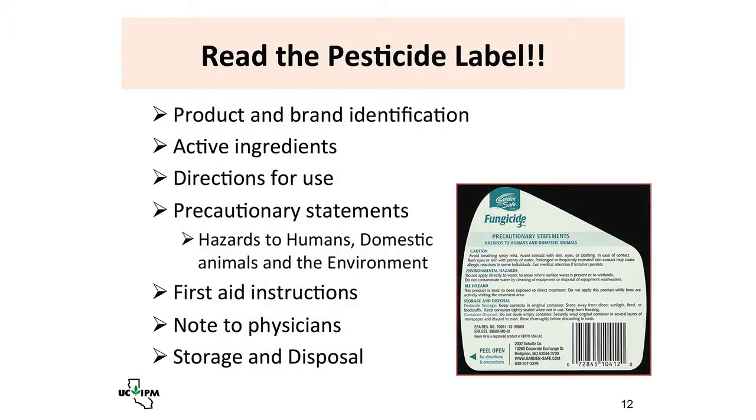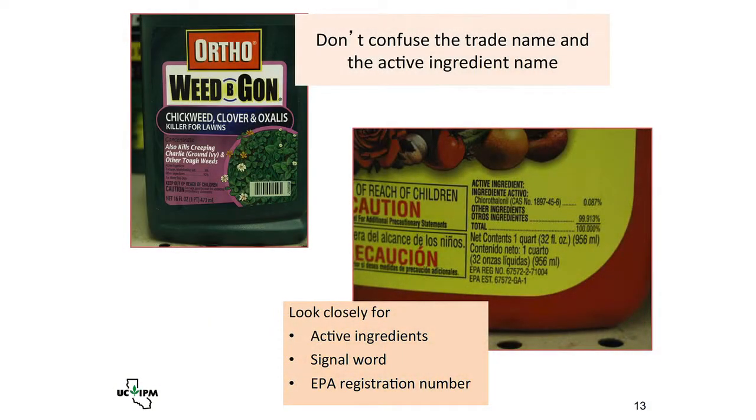One of your handouts is a mock-up of a pesticide label. It's important to know the brand identification, the active ingredients, the directions. There'll be some precautionary statements, first aid instructions, and if you do get poisoned, or somebody gets poisoned with a pesticide, bring the container with you to the doctor, so that'll help him or her get proper information. I want you to be able to distinguish between the trade name and the active ingredient.